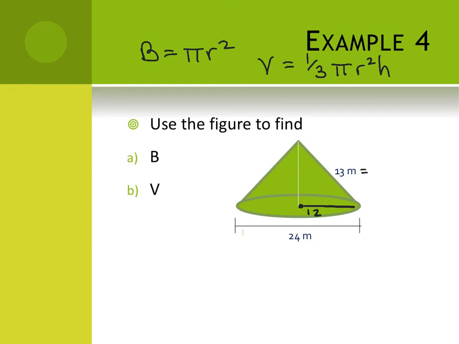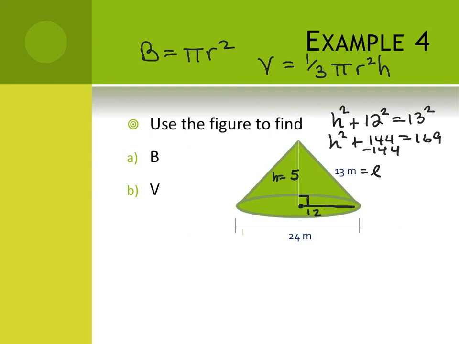Notice this is a slant height, so I'm going to form a right triangle in order to find the height. This is actually a triple. It's the 5, 12, 13. However, if you weren't sure, you would do h squared plus 12 squared equals 13 squared. H squared plus 144 equals 169. Subtract 144. H squared equals 25, square root, and the height of my cone is 5.